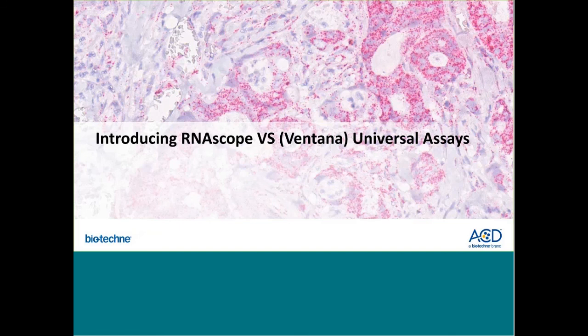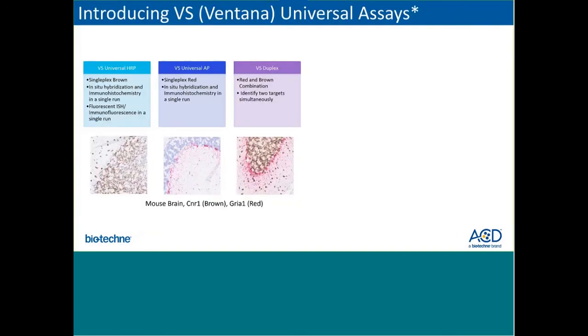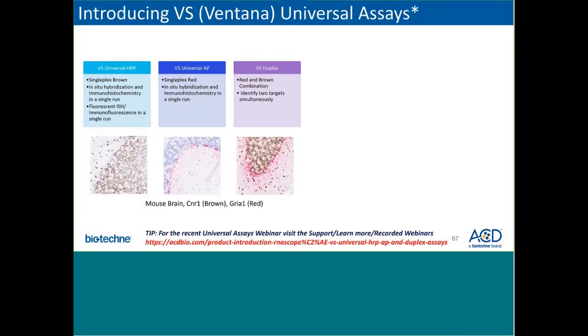Briefly, I'd like to provide a quick introduction to our latest released RNAscope assays on the Ventana Discovery platform. The VS Universal Assays for Roche's Discovery Ultra are 3 separate products leveraging Roche's Universal Protocol. The VS Universal HRP is a single-plex brown assay, allowing the ability to run ISH and IHC in a single run. It also enables single-plex fluorescent ISH and immunofluorescence.